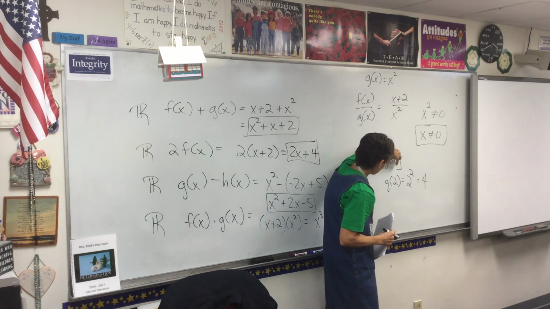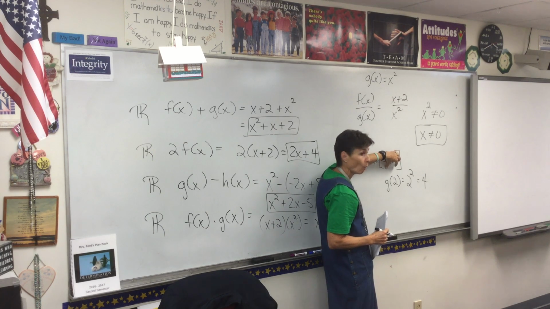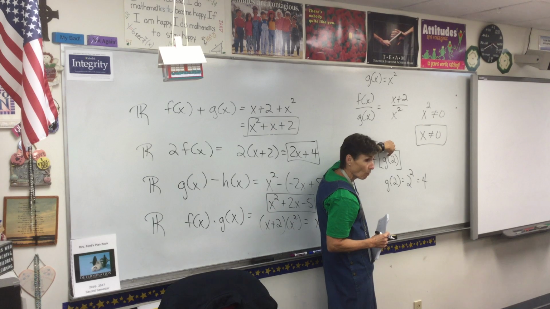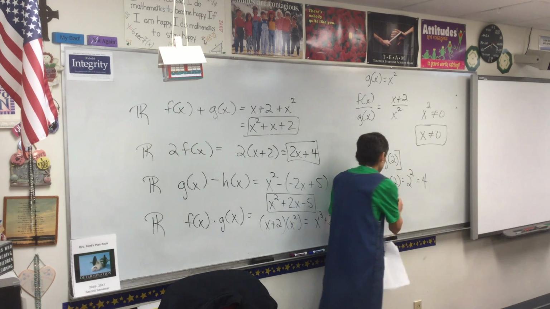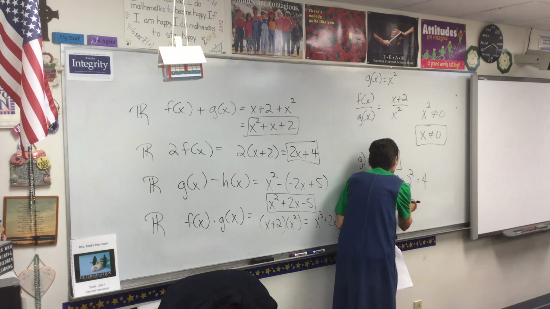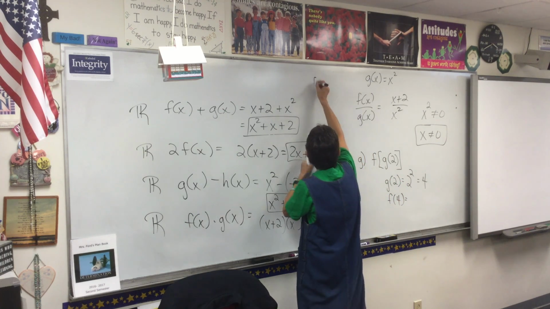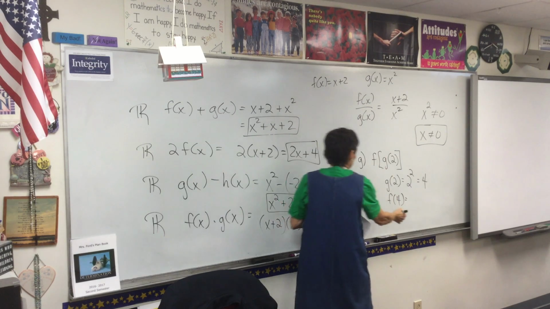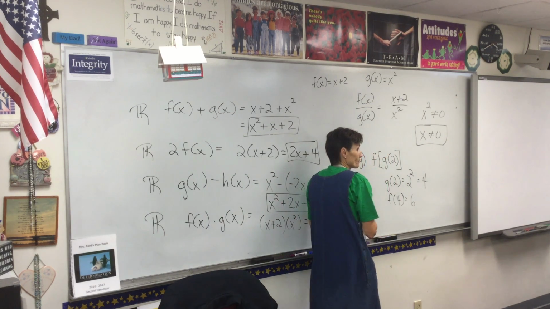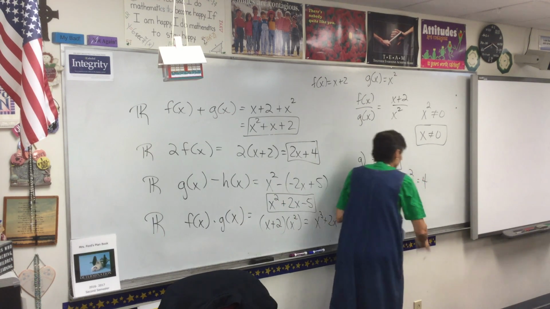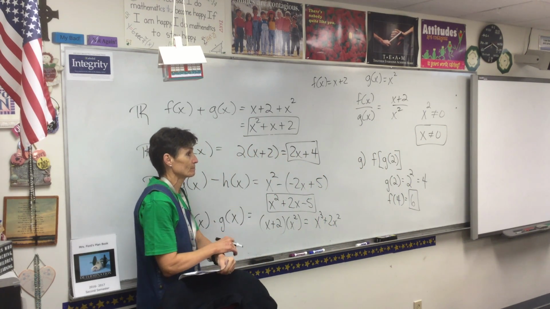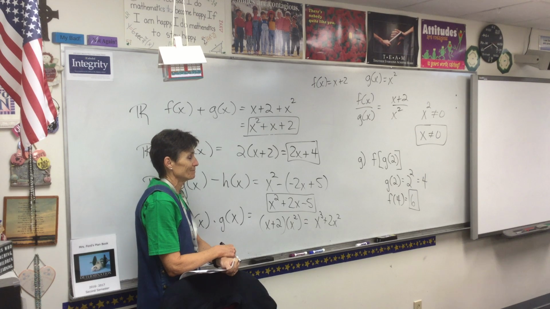So this right here, this is G of 2. So this is 4. So now the problem says f of 4. Our f function is x plus 2, so f of 4 would be 6. And that's the answer to the problem. Well, you remember doing that from last year? Something like that.